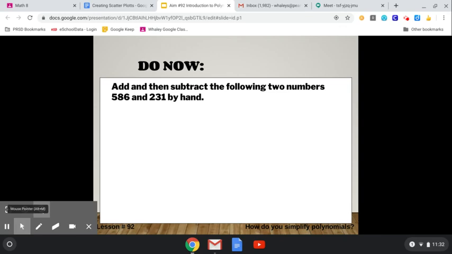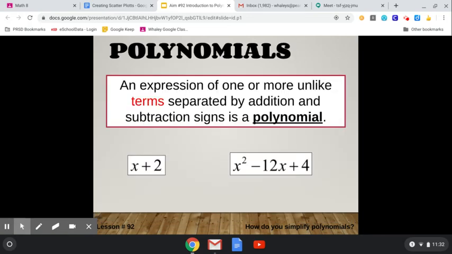Again, some of this might be review, so take notes as necessary. All right, so a polynomial is just some sort of mathematical expression. It does not have an equal sign or anything to it. And a polynomial is made up of what we call terms. You see that there in red. A term is separated by addition and subtraction signs. So that's how you know that you're onto a new term.